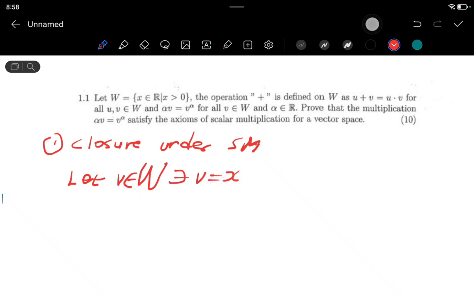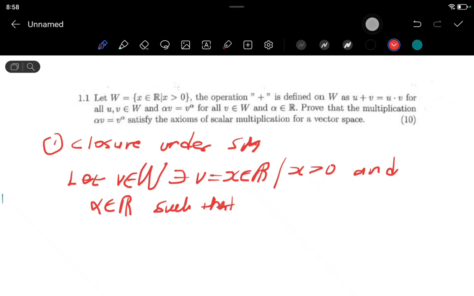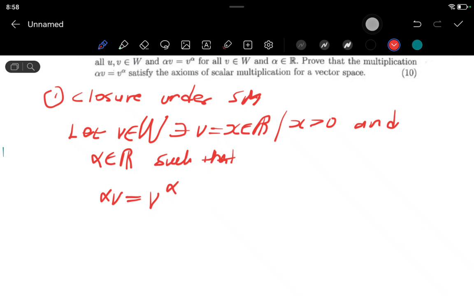So v will be equal to x, an element of R such that x is greater than 0. You letting v be an element of W doesn't mean this is defined. You must define it. You must show us. And we take a scalar alpha to be an element of R, such that when I take this scalar times v, according to this, I'm getting v to the power of that scalar, and they say it's not v times the scalar. I'm going to get this.